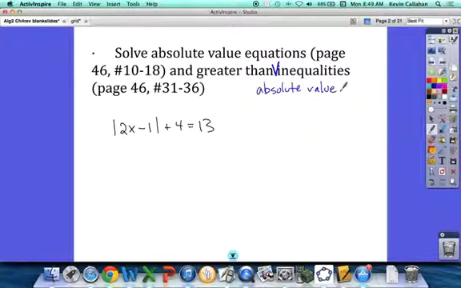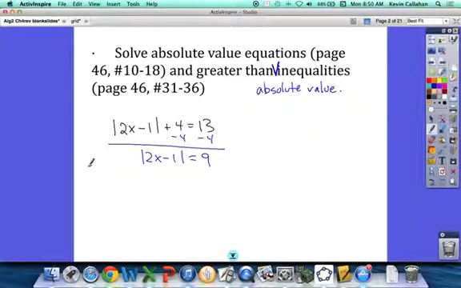Okay, so an absolute value equation. What's the first step? What's always the first step? Starts with an I. Isolate, right? You got to get that absolute value alone, right? So in this problem, what do we have to move? Subtract the 4, right? So subtract 4, subtract 4. So this is absolute value of 2x minus 1 equals 9.